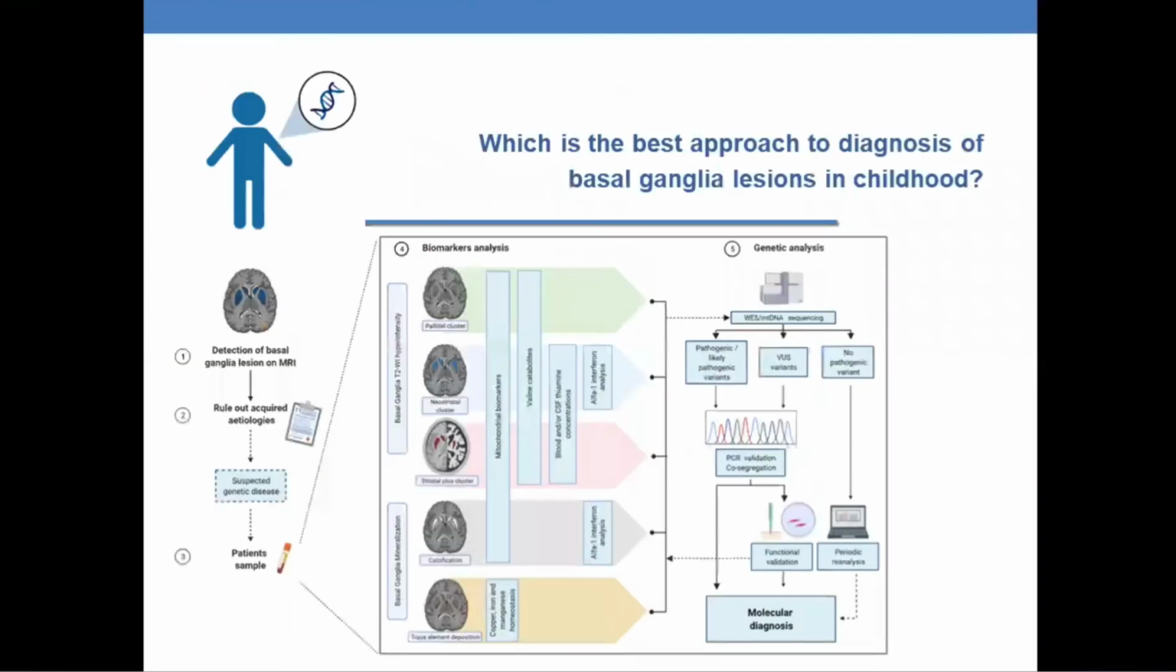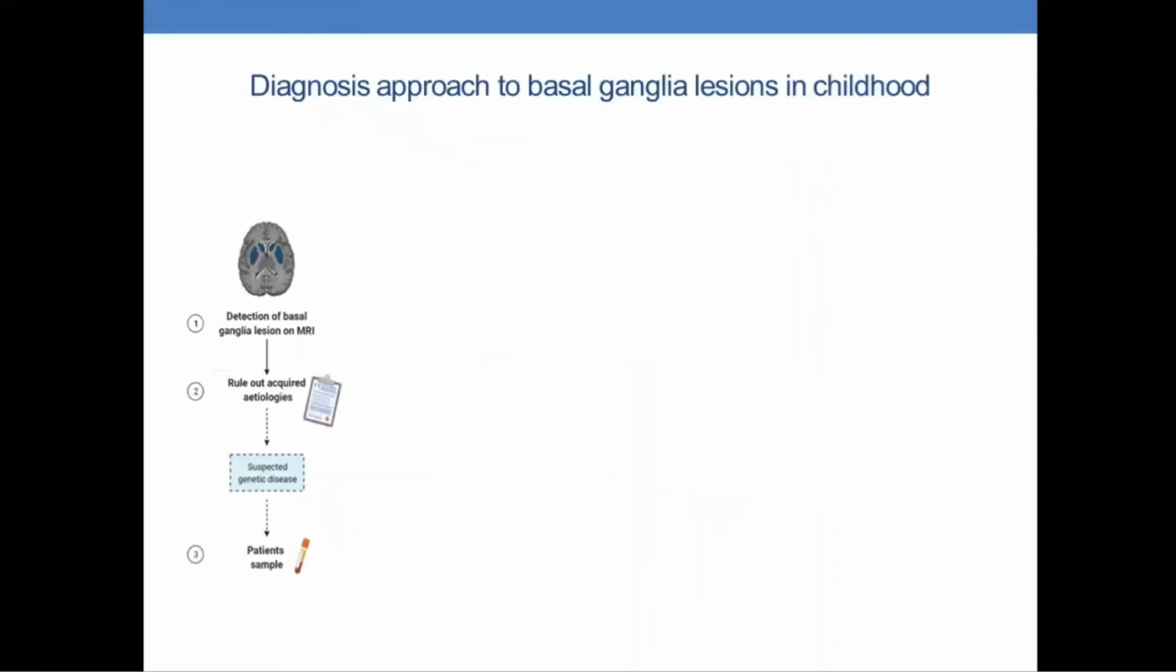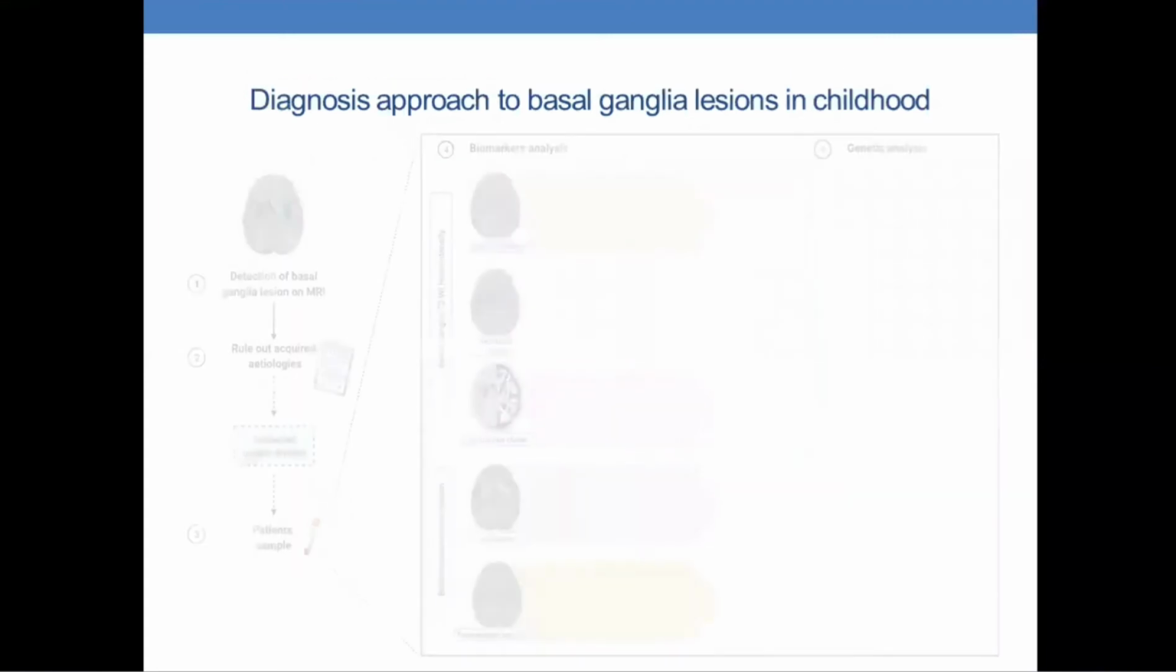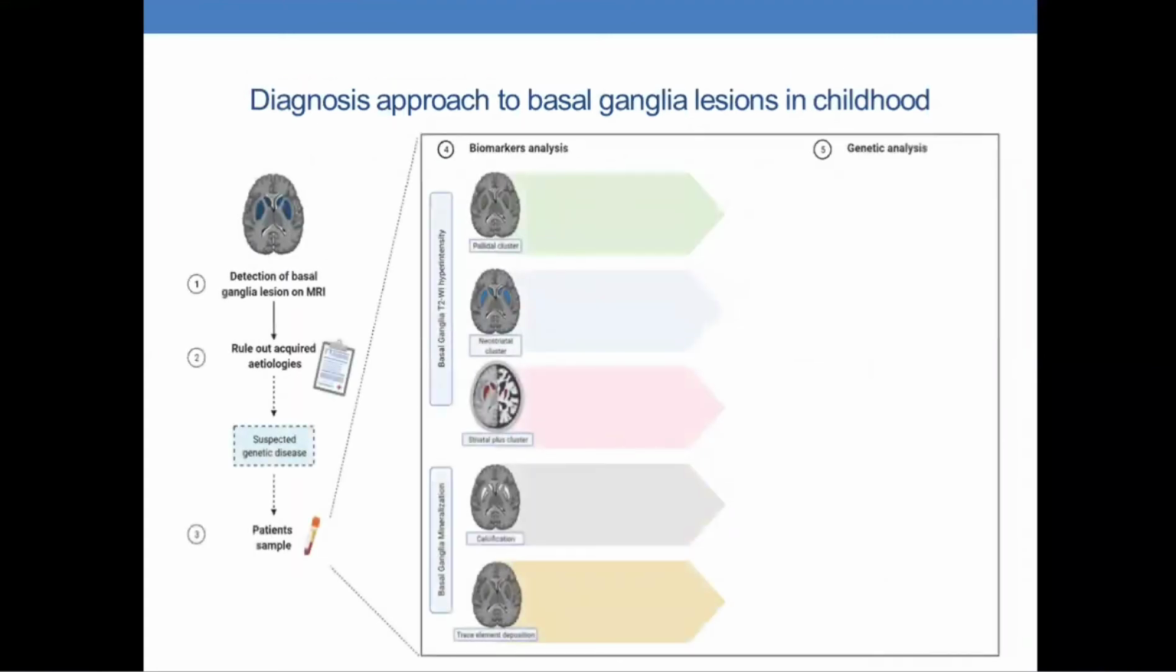Therefore, we proposed an algorithm for early recognition. The first step is to exclude acquired perinatal and postnatal brain injury. Radiological pattern recognition guides biomarker analysis, and later on, these phenotypic traits will support genetic interpretation. We observed two main groups of lesions on brain MRI, those featuring T2 hyperintensity and those showing low susceptibility weighted images suggesting mineralization. We identified three clusters of patients according to similar radiological features that we named pallidal, neostriatal, and striatal plus to reflect the distinct localization of the lesions.